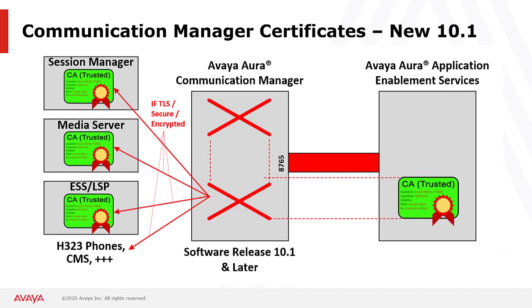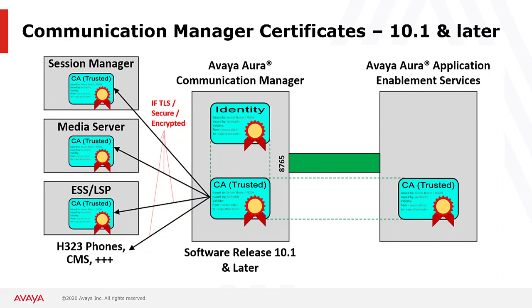Once a customer installs or upgrades to Communication Manager 10.1 or later, the default identity certificate is either no longer there or no longer works. As a result, any application that relied on that out-of-the-box trust relationship will also no longer be able to connect to Communication Manager securely.